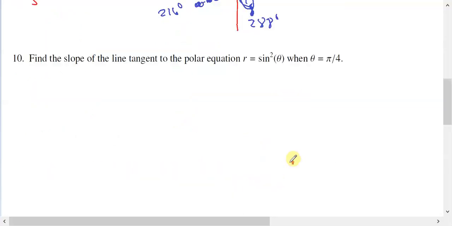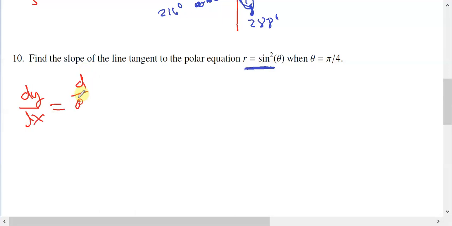All right, now number 10 wants us to find the slope of the line tangent to this polar equation when theta is pi over 4. And so to find that slope, I know that means I want to take my derivative, and then I will plug in theta equal pi over 4. So let's take the derivative.